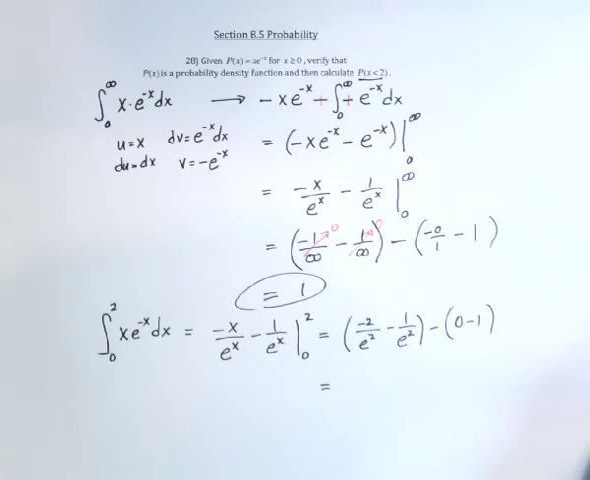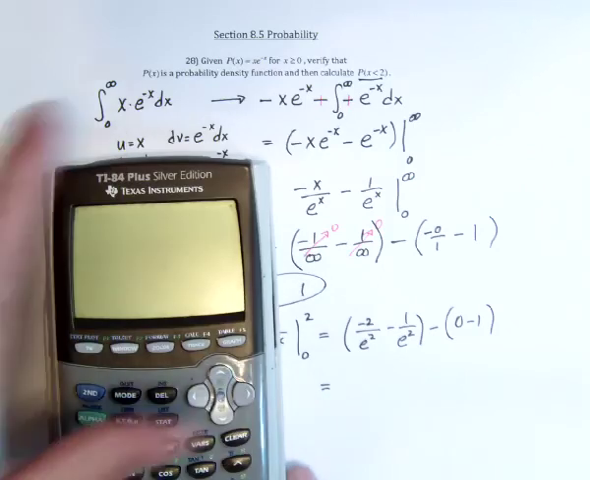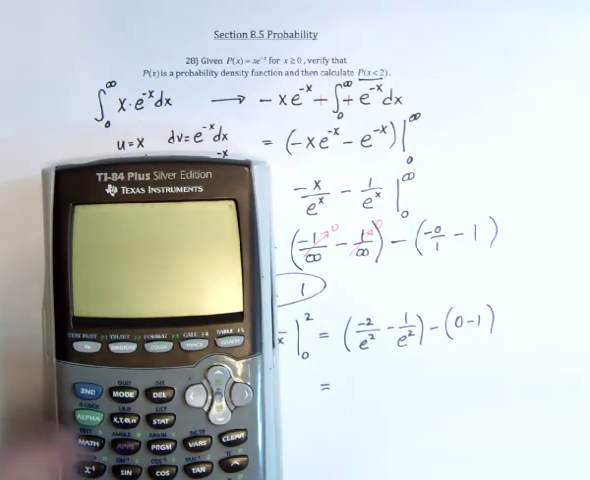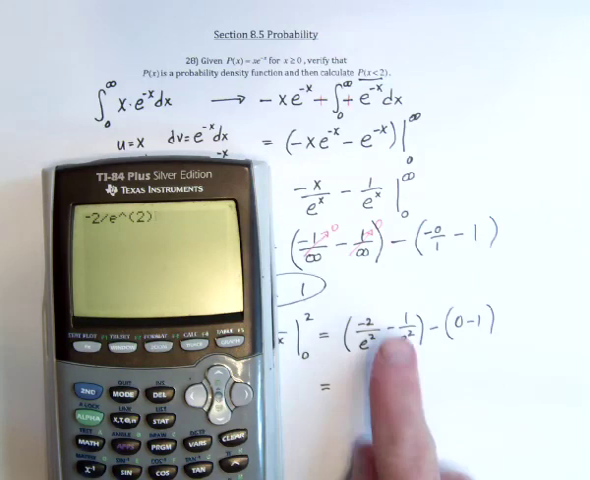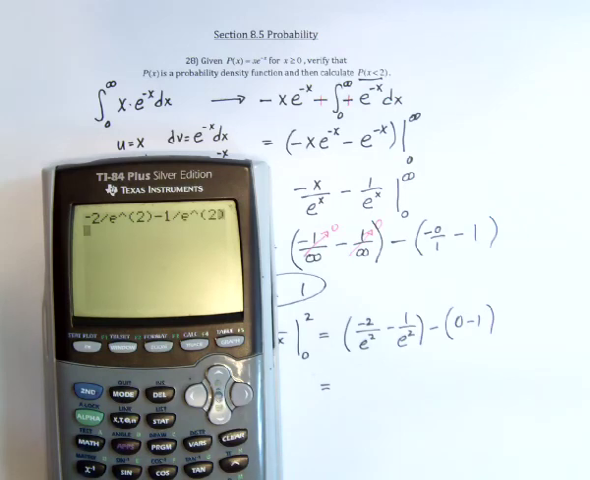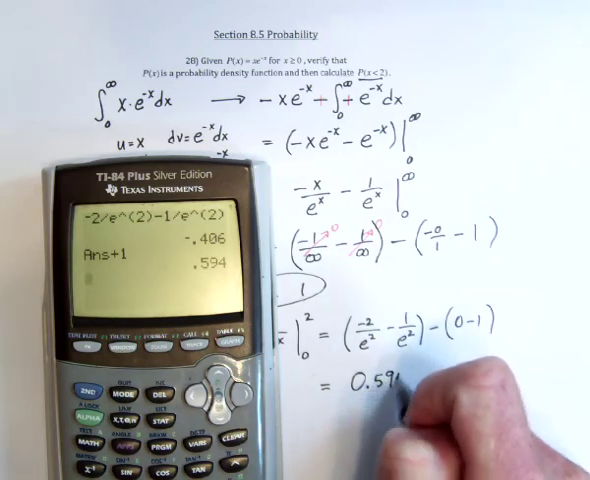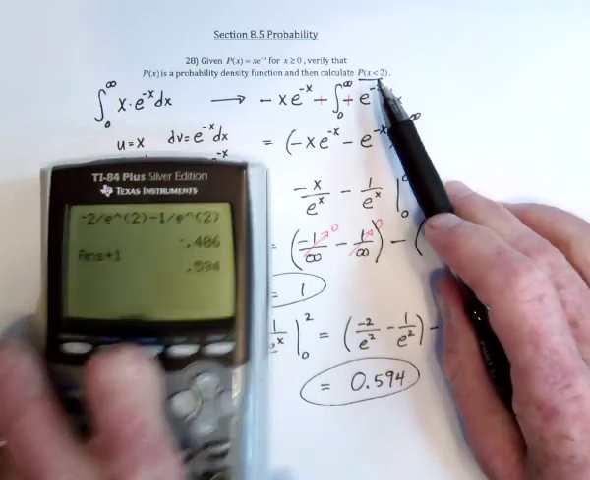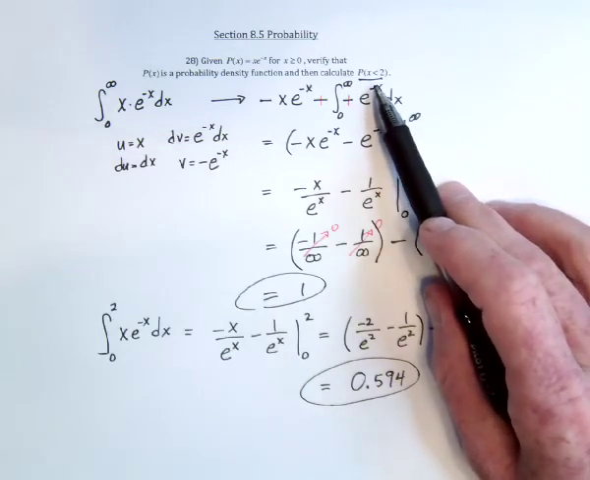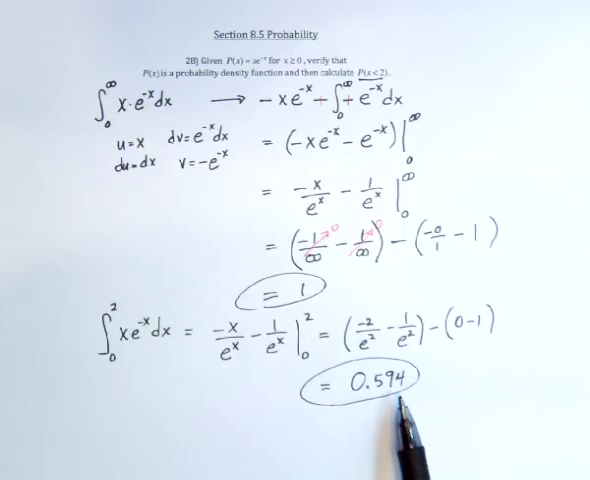And so this is going to be how much? So we've got negative 2 divided by e to the 2, and then subtract from that 1 divided by e to the 2. And then this becomes a positive 1, so add to that a positive 1. So it turns out to be a probability of 0.594, or in other words, whatever this situation is, the chances or the probability that x would be smaller than 2 is 59.4%.